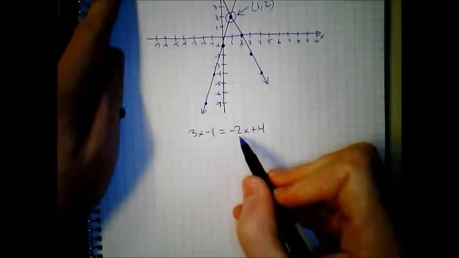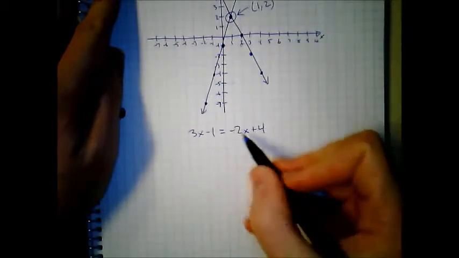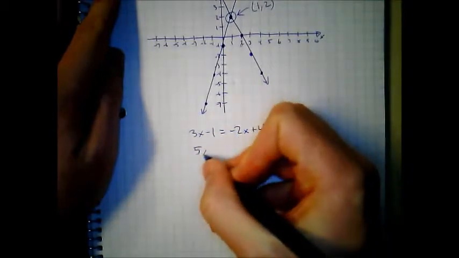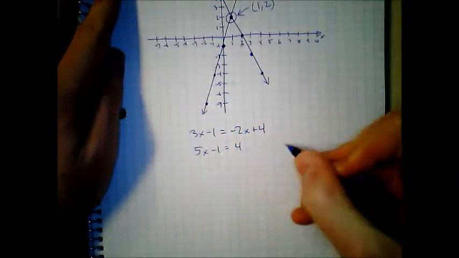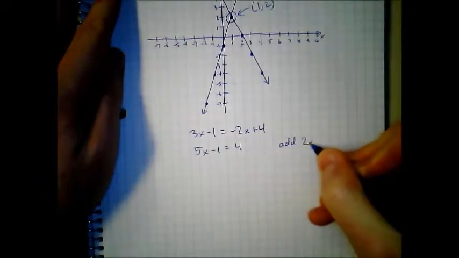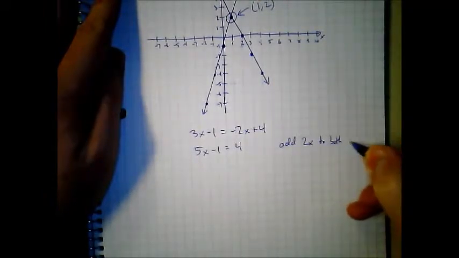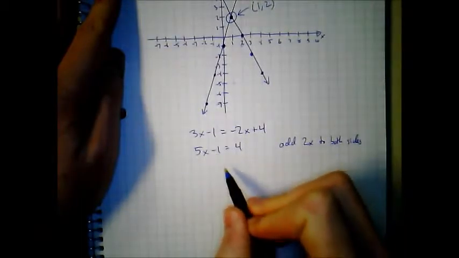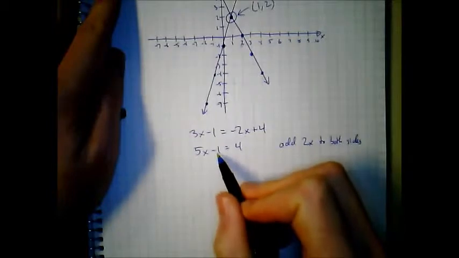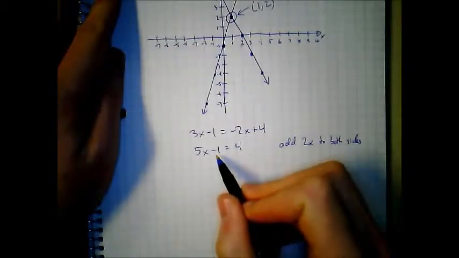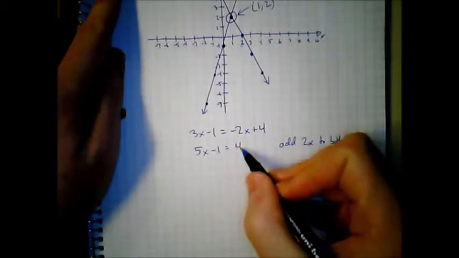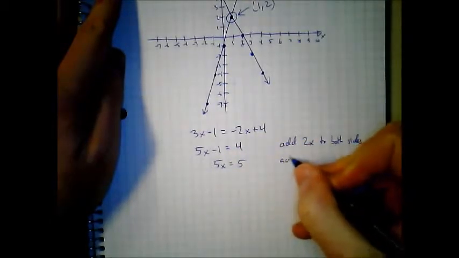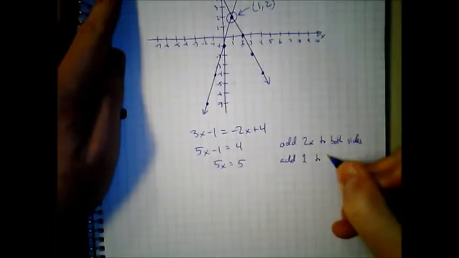Okay. I'm going to start by adding 2x to both sides. I want to get rid of this negative 2x, so I add 2x, so 3x and another 2x is 5x minus 1 equals 4. Now I want to get rid of this minus 1. How do I get rid of a minus 1? Well, I need to add 1. Positive 1 and negative 1 cancel out. 4 plus 1 is 5, so I have 5x equals 5. That's because I added 1 to both sides.